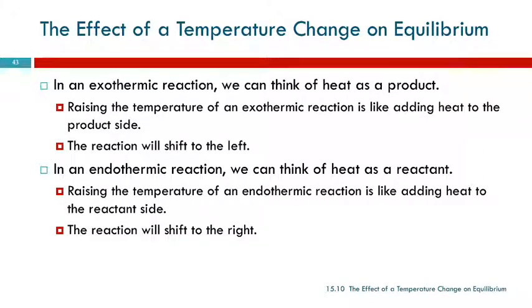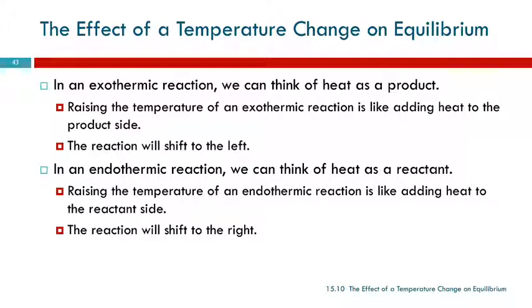Temperature can also affect an equilibrium. So when you have a reaction and you're looking at a forward rate or a reverse rate, the temperature can increase that rate because of increasing the number of collisions and the energy of those collisions. But that's not what we're talking about here. We're saying we have an equilibrium. What's going to happen if we change the temperature on it?